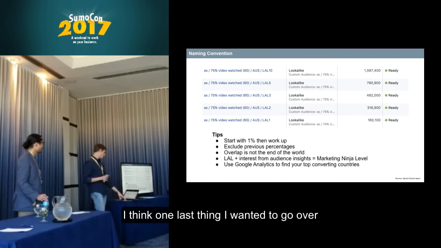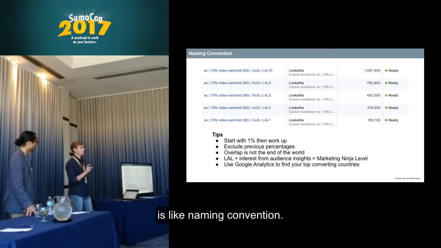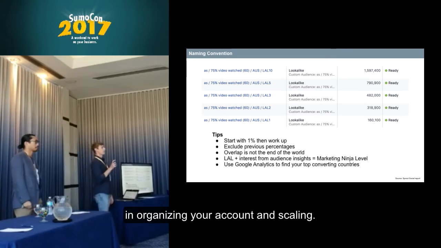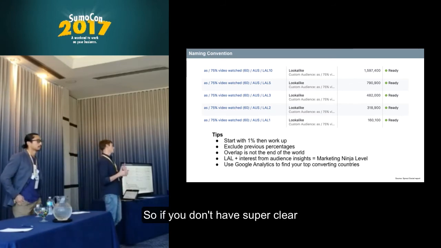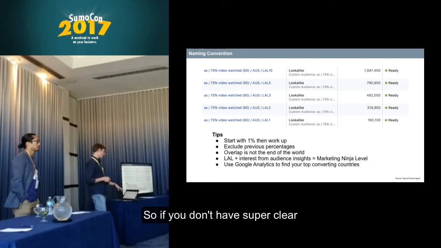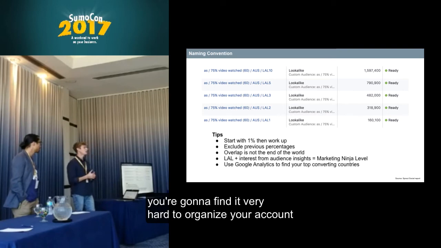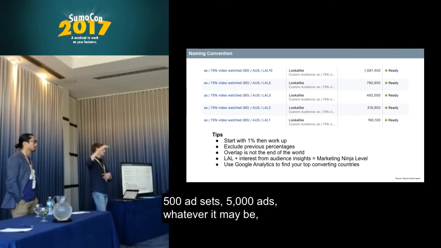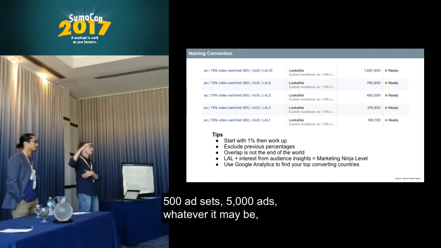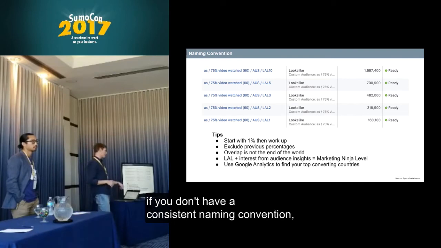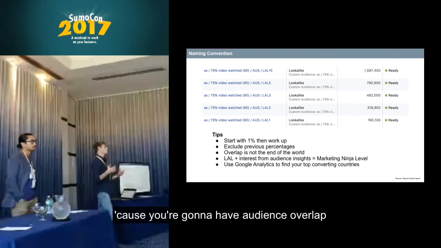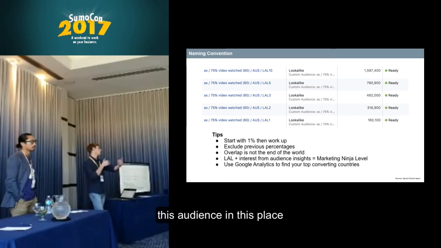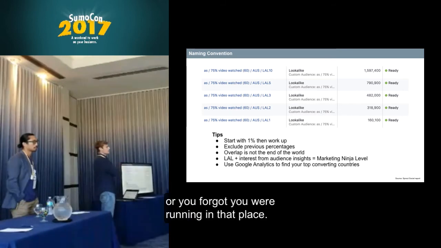I think one last thing I wanted to go over is naming convention. This is super important in organizing your account and scaling. If you don't have a super clear and consistent naming convention, you're going to find it very hard to organize your account so that you're running 20, 30 campaigns, 500 ad sets, 5,000 ads, whatever it may be. You're going to have audience overlap because you forgot that you were running that audience in this place, or you forgot you were running it in that place.